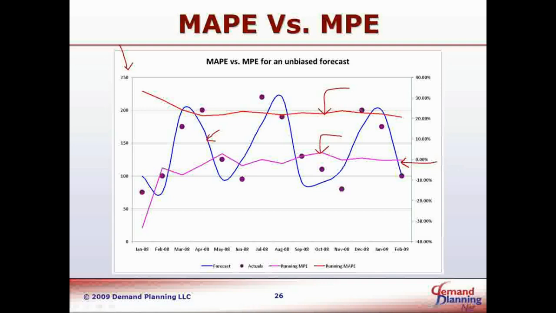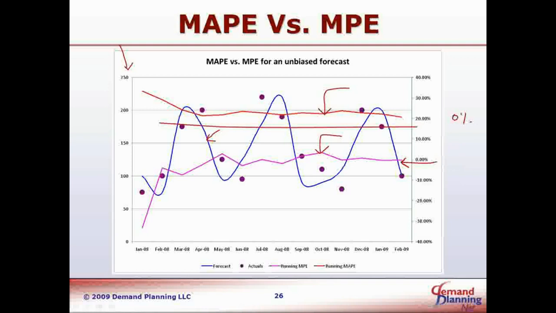So if you look at a MAPE number, your MAPE is here. Your MAPE number is the red line, and your MPE number is this line. So what's happening here is your MPE number is actually close to 0, on the right scale. Actually, ignore the scale. I think the scale is off here.